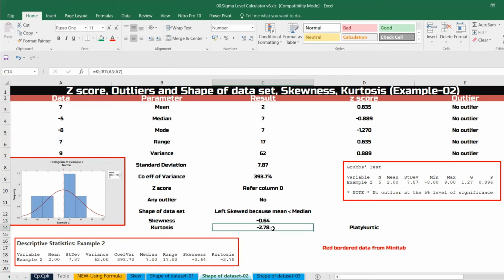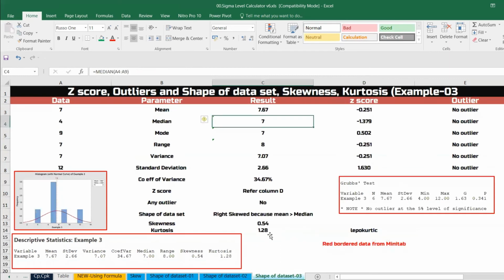Now sometimes you also need to know the kurtosis value. In this case we got a negative kurtosis value, and there is a rule: if the value is less than or equal to 0, it is called platykurtic. If the value is positive, greater than 0, then it is called leptokurtic. That you can see here. In this case the kurtosis value is 1.28, so it is called leptokurtic.